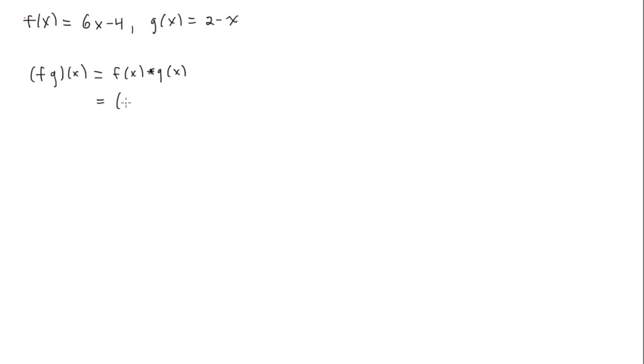There we go. And so here, f is 6x minus 4, g is 2 minus x, and so we just multiply them, and that requires a little bit of foiling. So we get 12x minus 8 minus 6x squared, and then plus 4x. Then just do a little bit of simplification here, and we get minus 6x squared plus 16x, and then minus 8. Okay, so computing that was pretty easy.